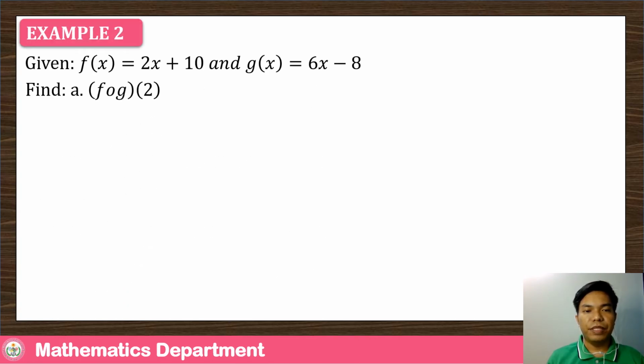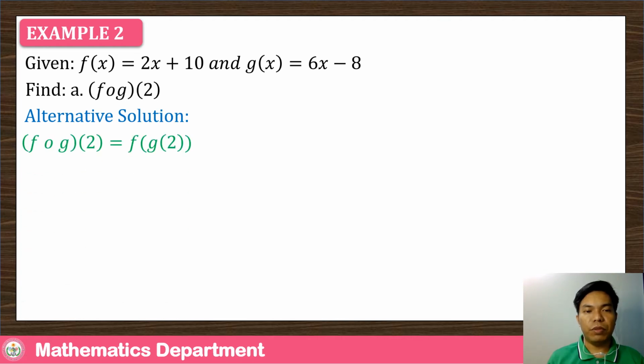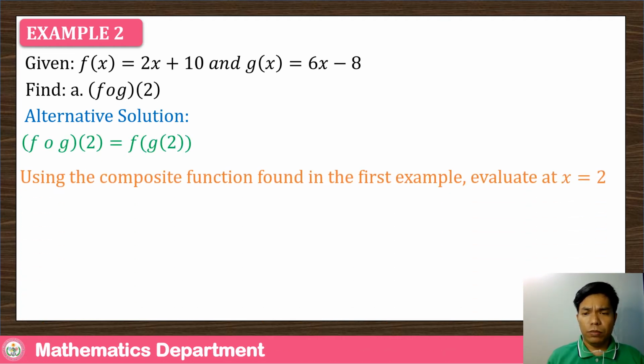Okay, so another way of solving the given problem kanina is by making use of our answer, which is found in example number 1. Now, we know that f composed of g of x is equal to 12x minus 6. So using this composite function that we have here, all we need to do is to replace our variable x with the value that is given here.